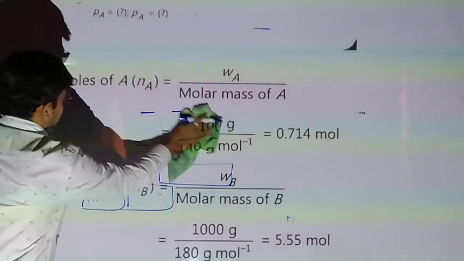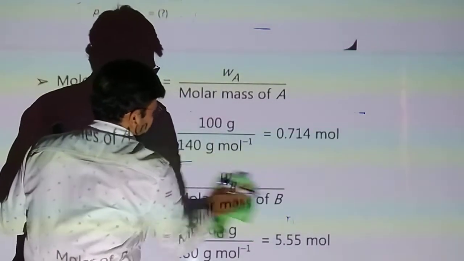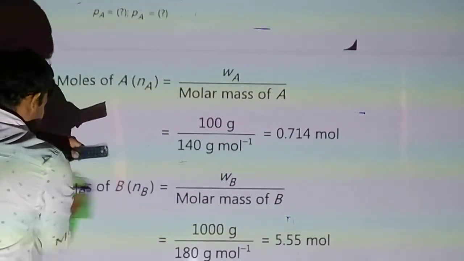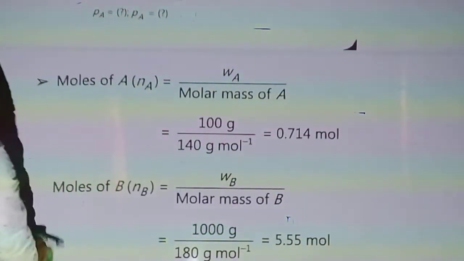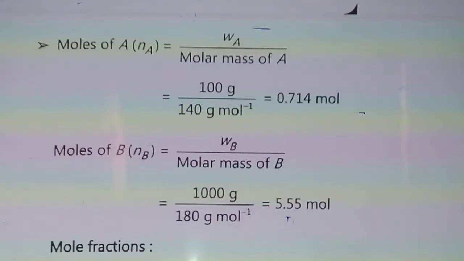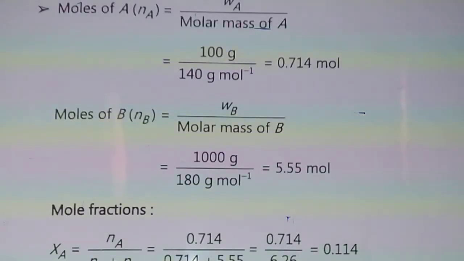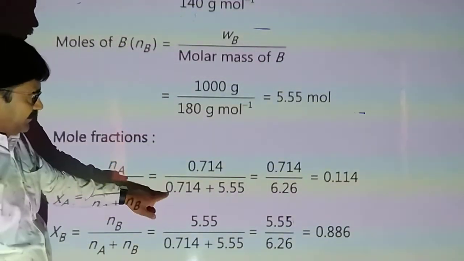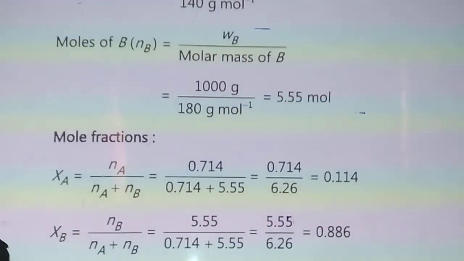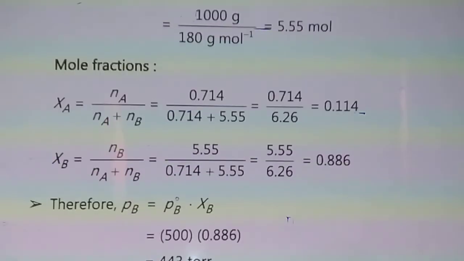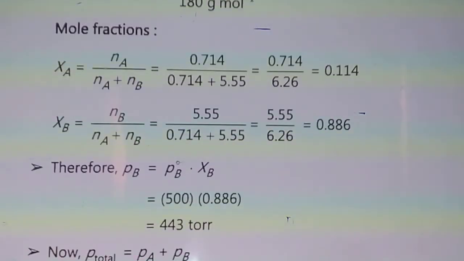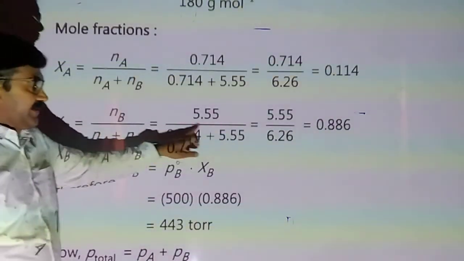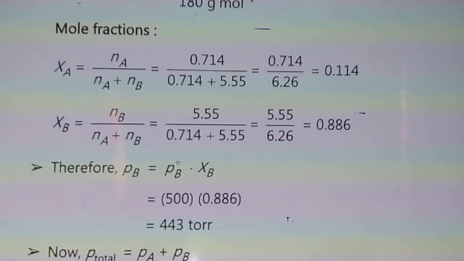So now, moles of A: mass of A upon molar mass of A, 100 divided by 140, so 0.714. Moles of B: weight of B upon molar mass of B, 5.55. So mole fraction of A is mole of A upon total mole, 0.714 upon 0.714 plus 5.55, so 0.114. Mole fraction of B is mole of B upon total mole, 5.55 divided by total mole, 0.886.